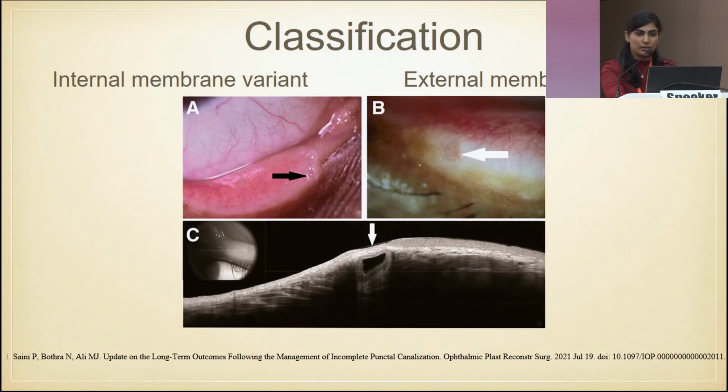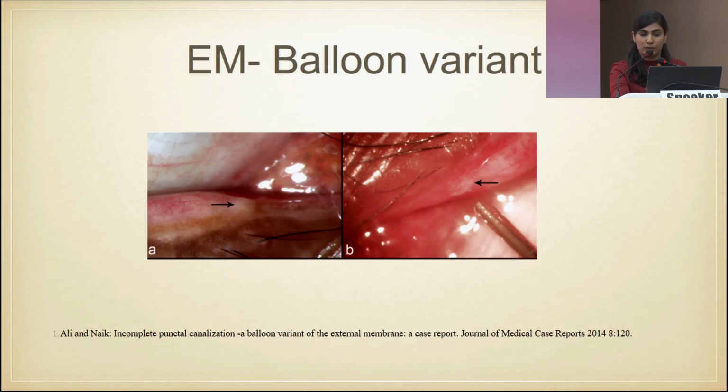So we classified it into internal membrane variant and external membrane variant. The internal membrane variant is a membrane present just in the internal punctal canal. It is a non-vascular membrane, and on OCT it is seen as a hyper-reflective membrane, and below we can see a hollow canal. The external membrane variant was a little more superficial, in line with the external membrane of the punctum, with or without vascularization. Later on in 2014, we found a balloon variant, where a dome-shaped elevation was present over the puncta. This is part of the external membrane, and it's another variant of that.